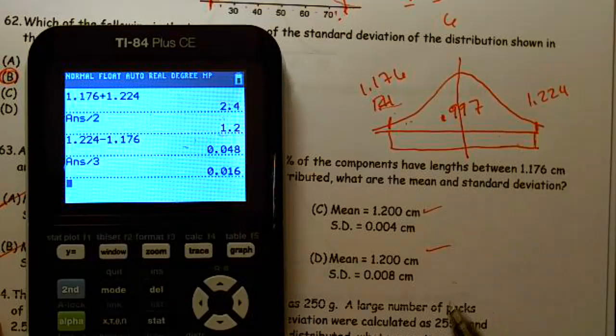And we end up getting 0.016. Now, how did I mess that up? So let me pause this for a second and see what I did wrong. Okay, I said I was going to divide it by 6, and apparently I didn't.